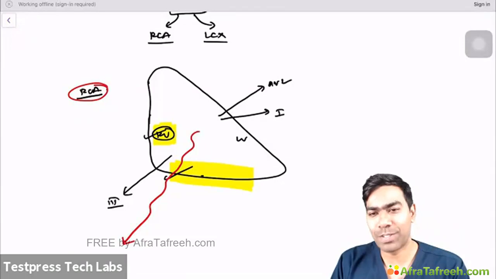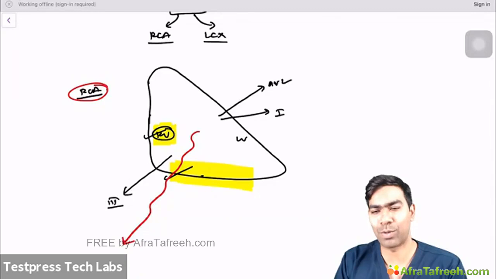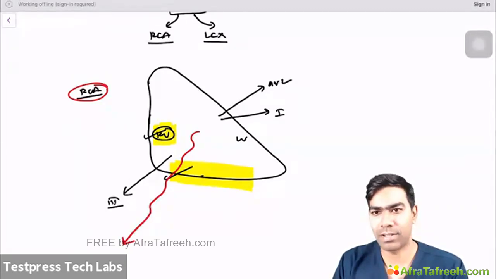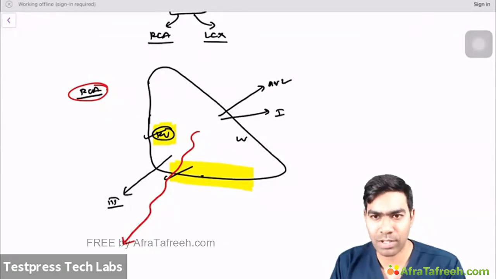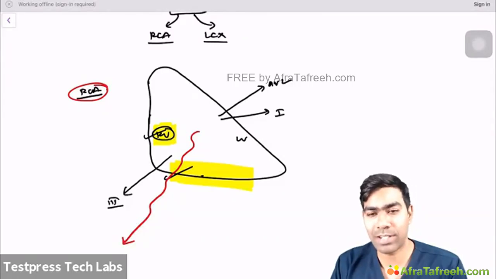ST elevation is always primary. The ST depression is reciprocal. That settles your question. How can it be? How can you take ST elevation as a reciprocal? If you take ST depression as primary, do you think ST elevation will happen as a reciprocal change? There can be reciprocal ST depression, but there can't be reciprocal ST elevation.